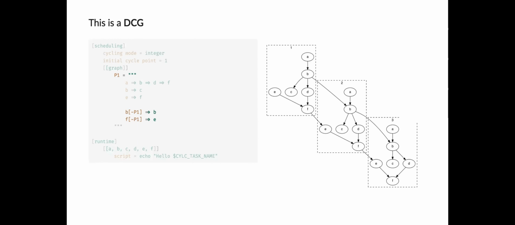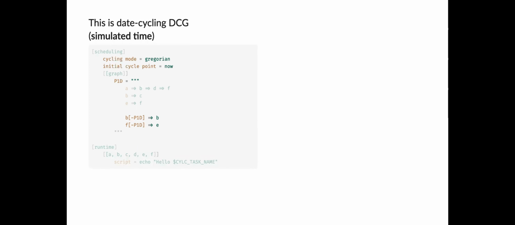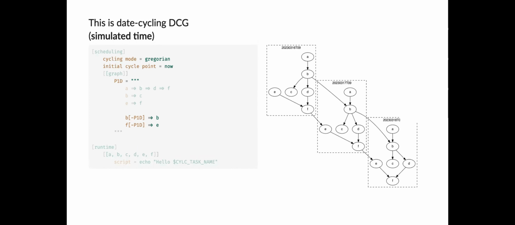But in environmental modeling, our problems are typically cyclic in time. So what if we wanted Cylc to count its cycles with times rather than numbers? We would change the cycling mode to use the Gregorian calendar. And we also need current time.